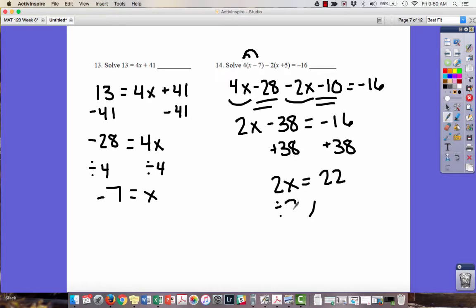Then last step, because they're being multiplied, I'm going to divide. You can ignore this. It was a little bump. So that gives me x is equal to 11.